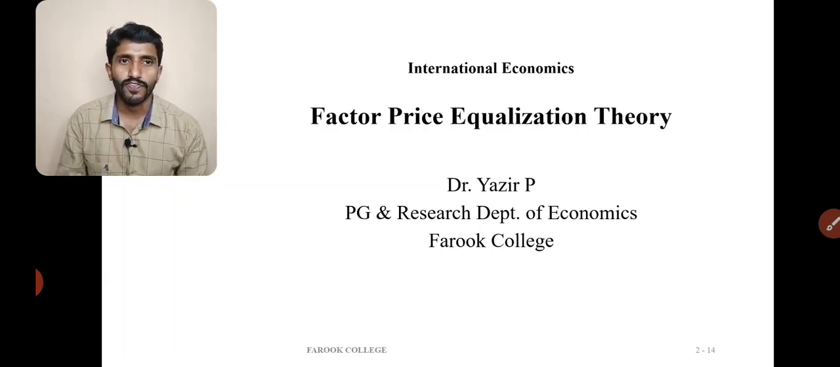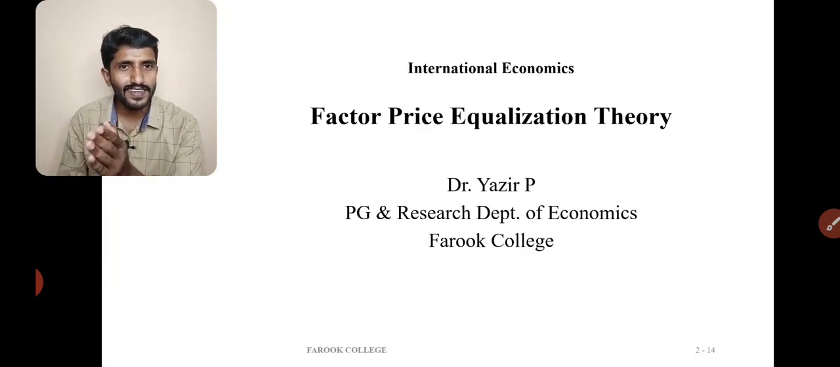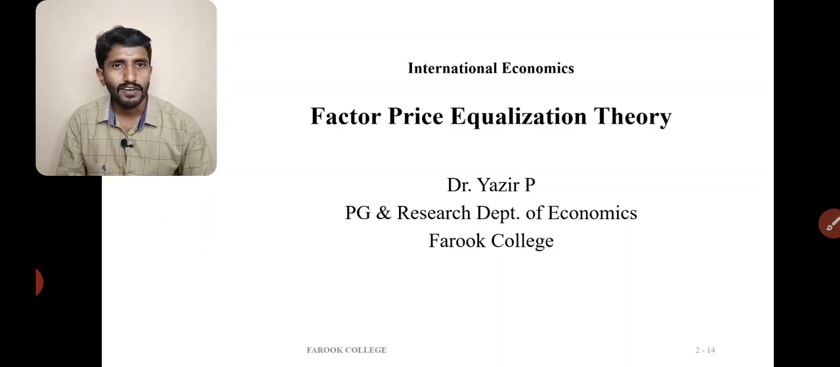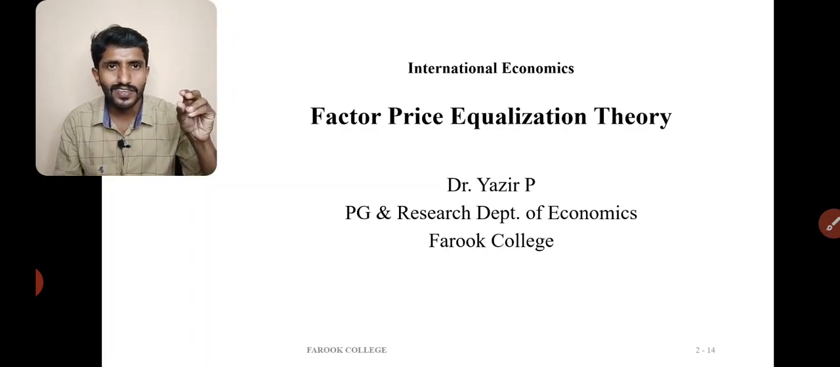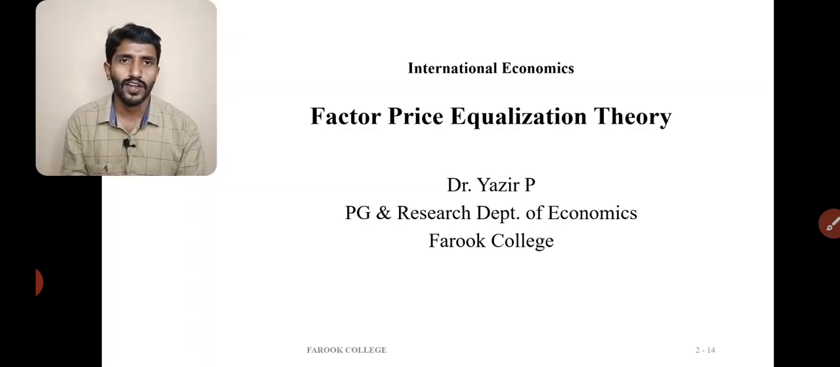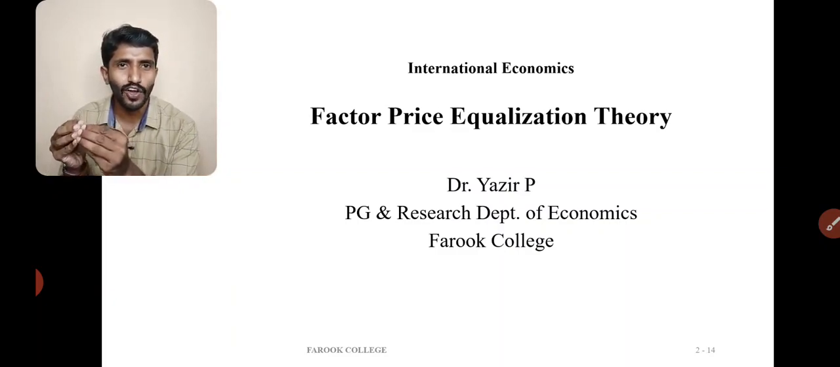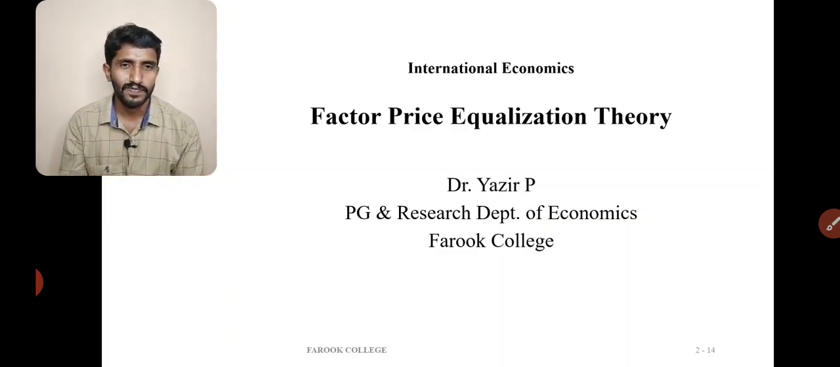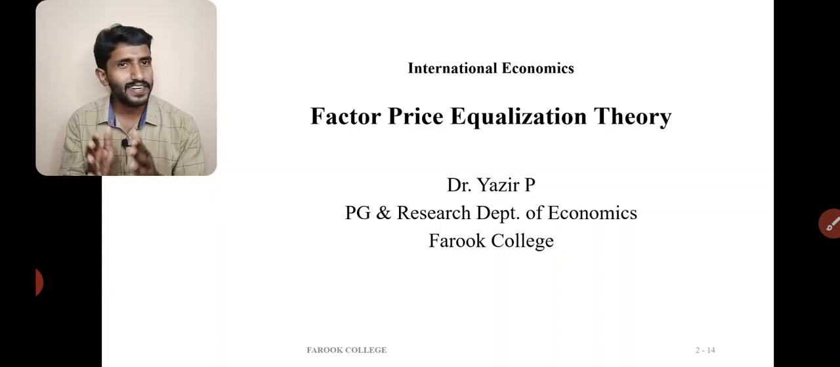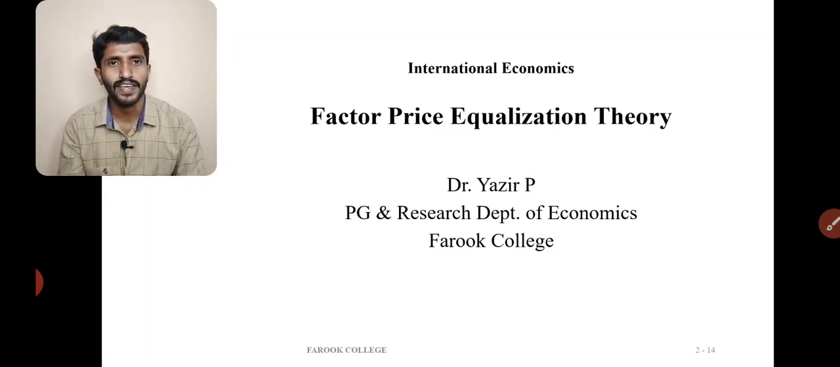Today we are discussing factor price equalization theory. In the last video, we have already discussed what is Heckscher-Ohlin theory. There we have also said that factor price equalization theory is also part of Heckscher-Ohlin theory, or it is a corollary of HO theory. So today we will be discussing what is this factor price equalization theory, and also we will explain graphically how it works.